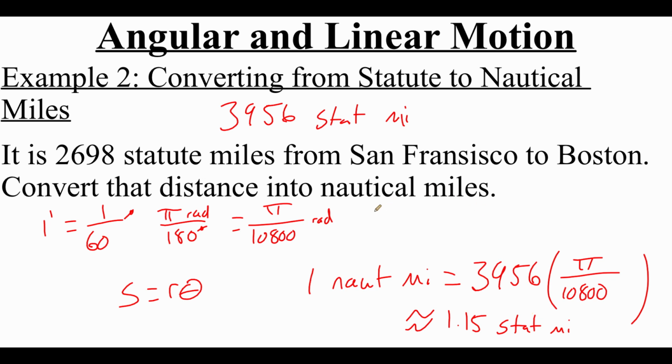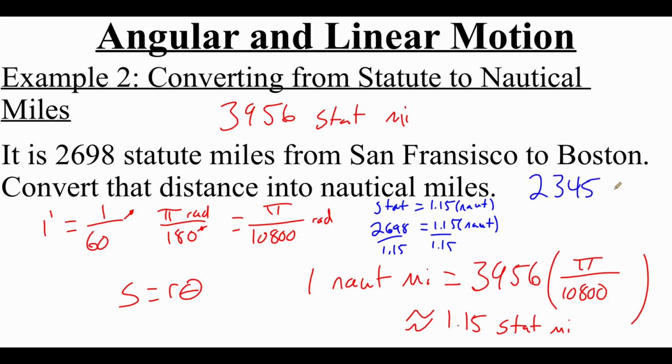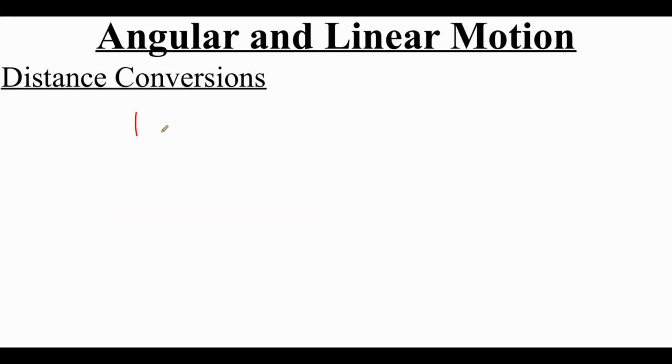So now what I need to do with that: the number of statute miles is 1.15 times the number of nautical miles. So we know that it's 2,698 statute miles, but we don't know how many nautical miles that is. So if I want to find the nautical miles, I'm going to have to take this 1.15 and divide that over to the other side. And when we take 2,698 divided by 1.15, we should get approximately 2,345 nautical miles. So we just said 1 nautical mile is approximately 1.15 statute miles.